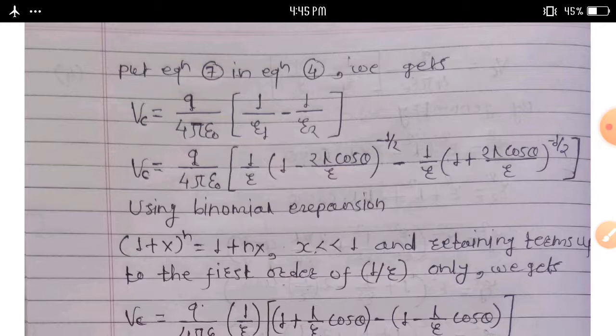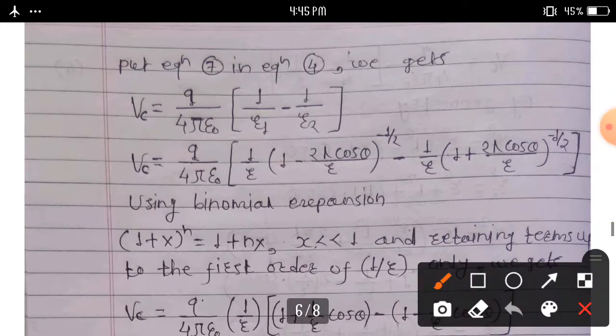Then put equation 7 in equation 4, we get Vc is equal to q/4πε₀ (1/r1 − 1/r2). Then Vc is equal to q/4πε₀ into 1/r into (1 − 2l cos θ/r) raised to minus 1/2, minus 1/r into (1 + 2l cos θ/r) raised to minus 1/2.